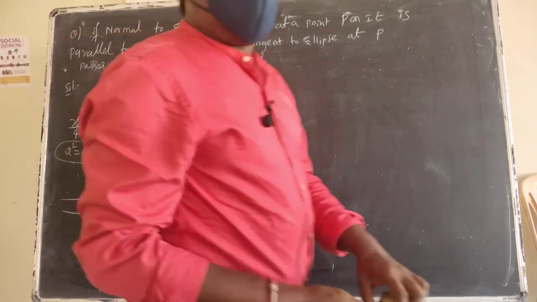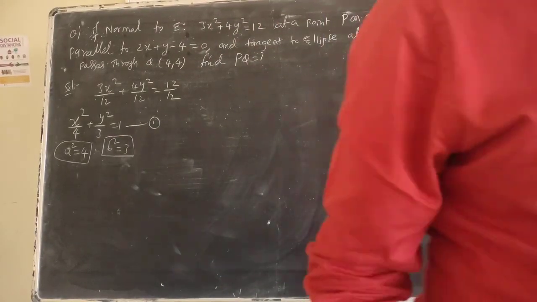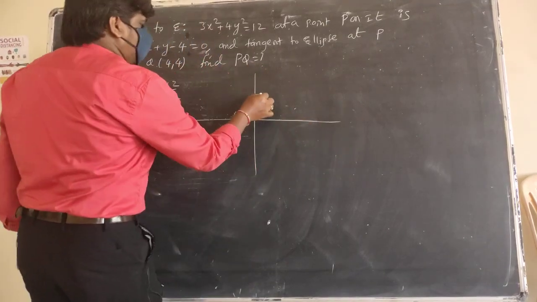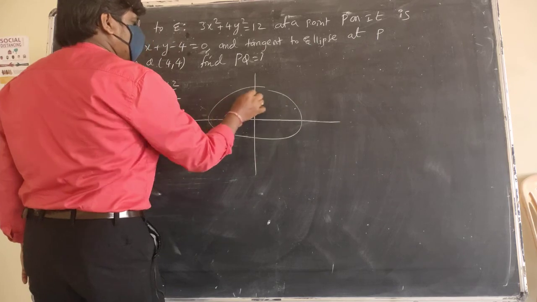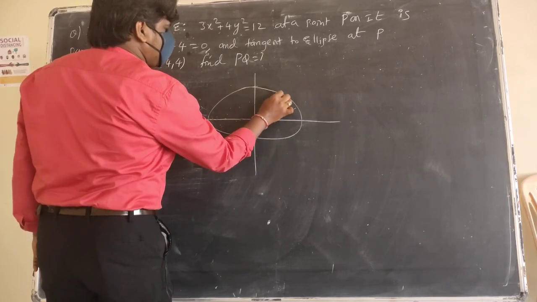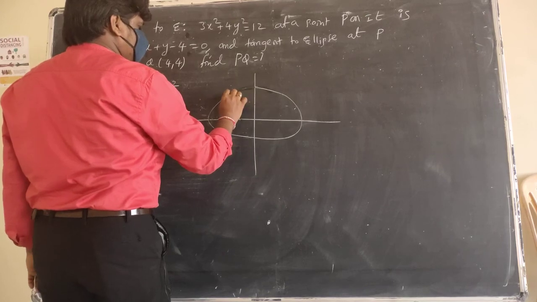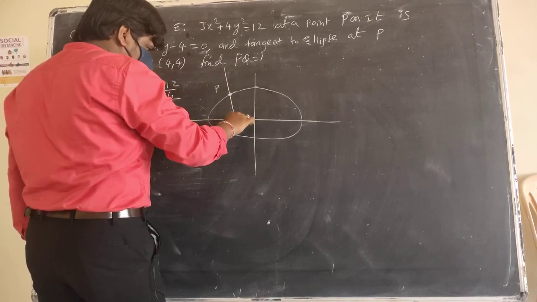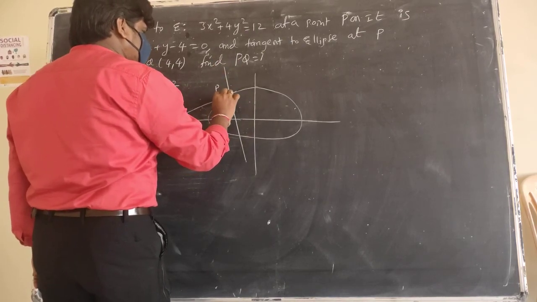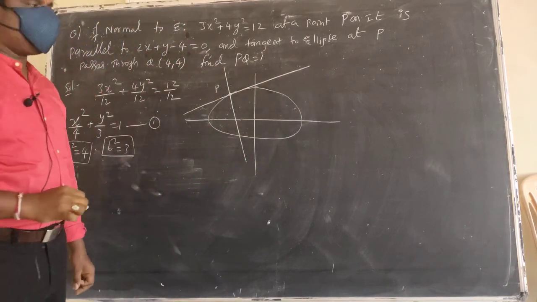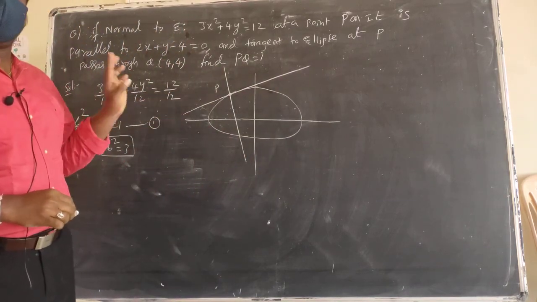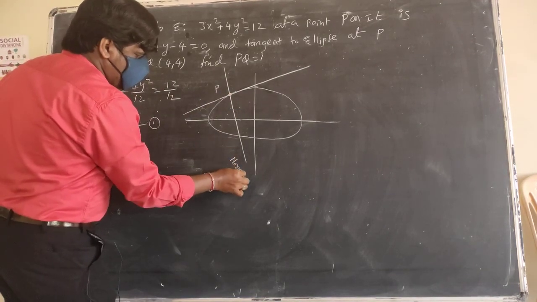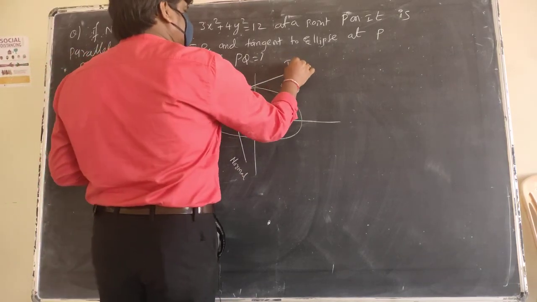Okay, wait. See here, what is the meaning of this? I'll explain here with a diagram. Here this is the ellipse. For this ellipse, from a point P, you have a normal, and you have a tangent. From a point P, there is a normal and a tangent. So this is the normal, and this is the tangent.